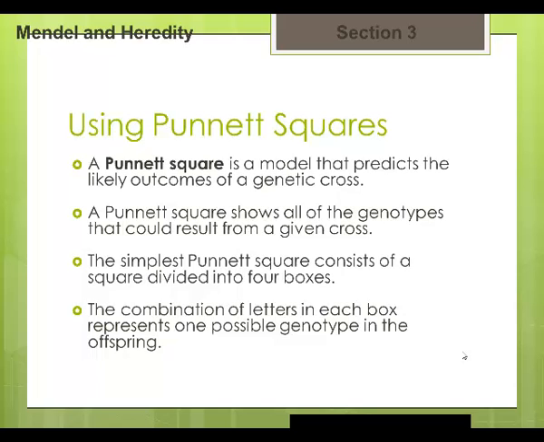And the most simple Punnett square, a monohybrid cross, is going to just simply be a box divided into 4 other boxes. And the combination of letters in each box represents one of the possible genotypes for an offspring. So one of the possible outcomes for that cross.